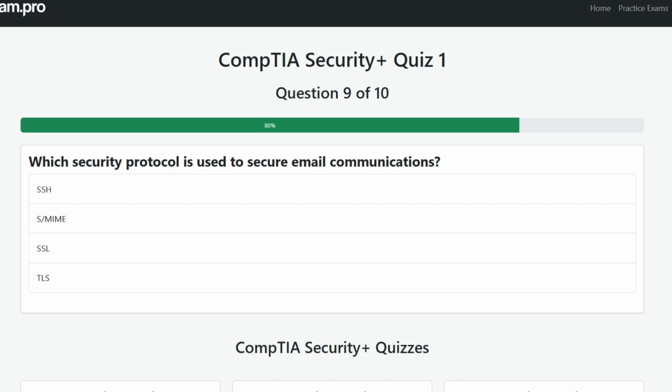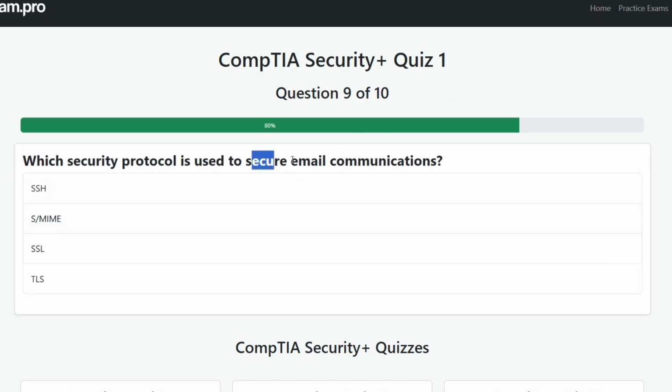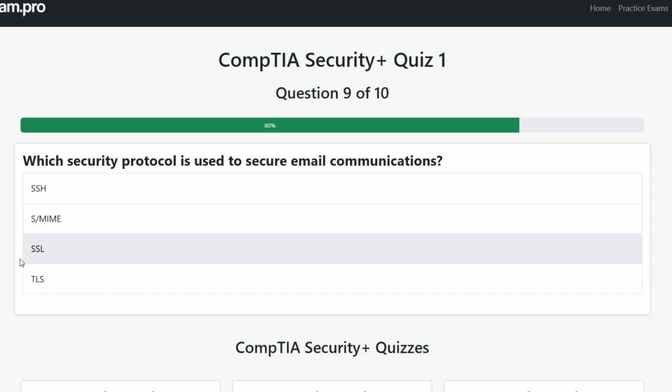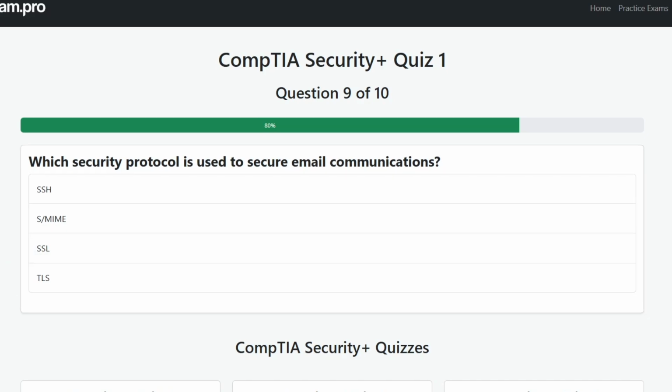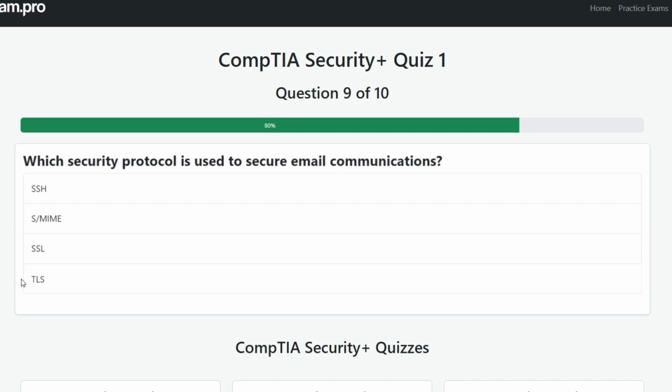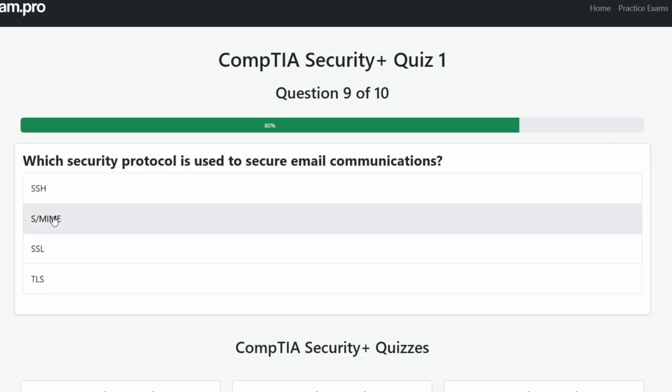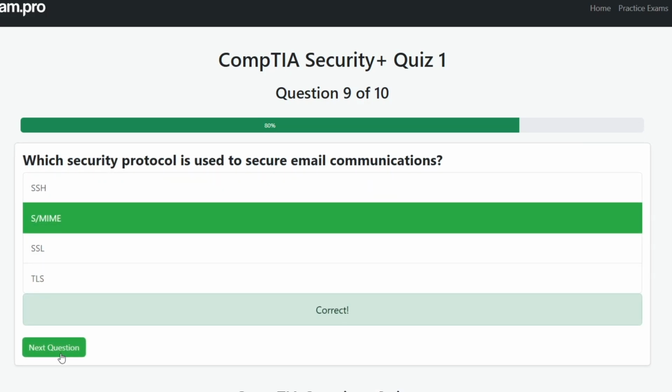S/MIME provides encryption and digital signatures for email communications, so that would be securing email communications. SSL is securing web-specific traffic, not email traffic. And TLS is a general encryption protocol, which is used sometimes with email, but it's not specifically designed for email, while S/MIME is designed for secure email communication. So that is the correct answer.